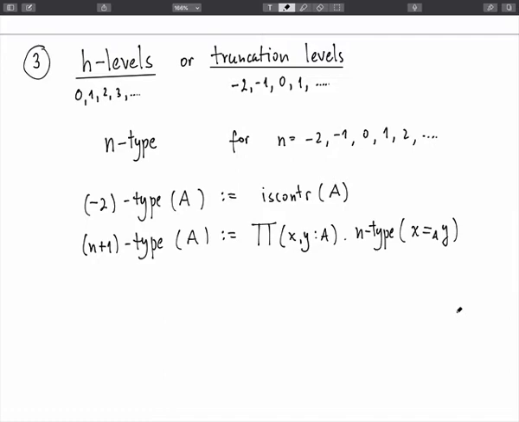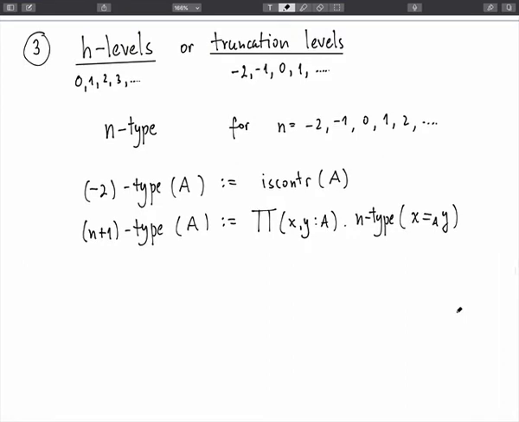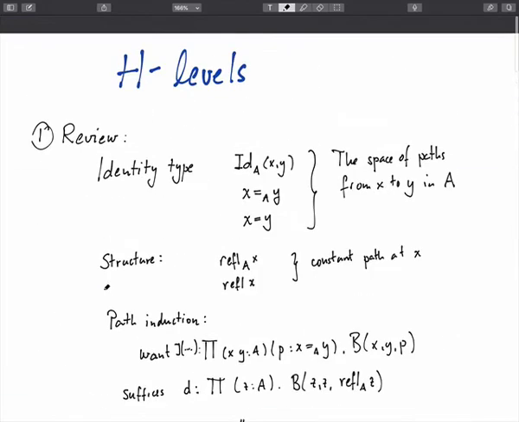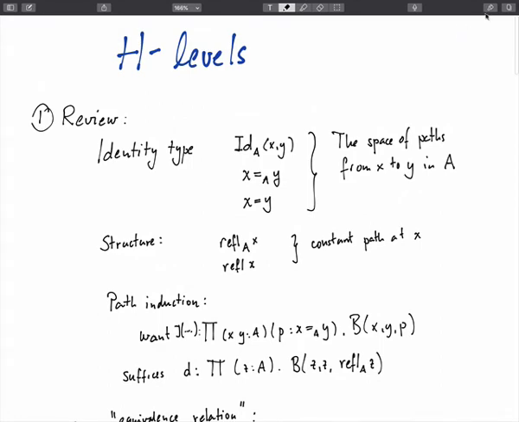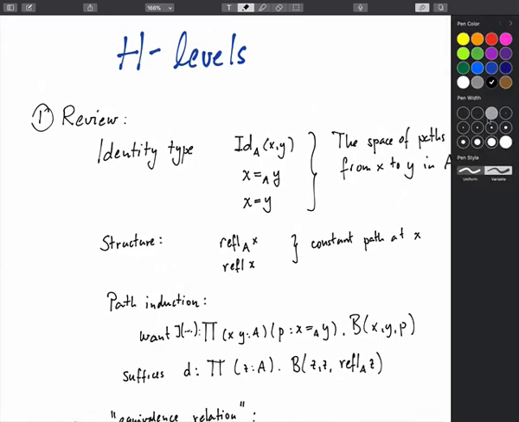Let's look at these levels and discover what they are. What are they saying? First of all, -2 means is contractible. Okay, so we already have that. So let's look at the -1 types. I got my title wrong, didn't I? H levels. Yeah, see, now we have to change the... This is just so horrible.